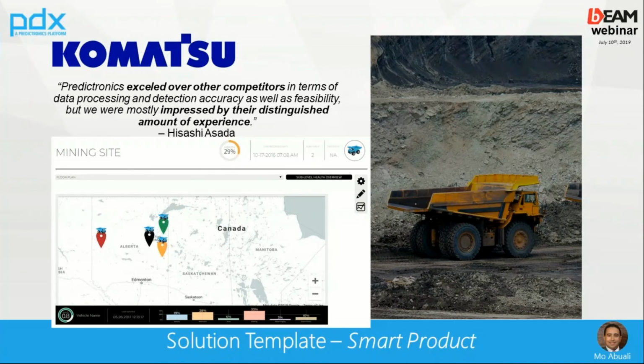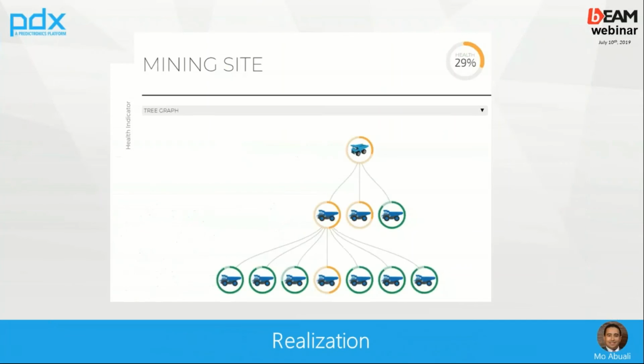So if we go to the next slide, you're going to see a simple visual, actually, of the different mining sites. In this case, there is one huge mining area, Canada, for example, with 3 mining sites, and you can immediately see green, yellow, red. What is healthy, what is degrading, and what is failing.